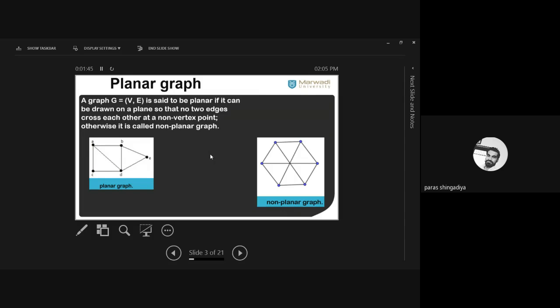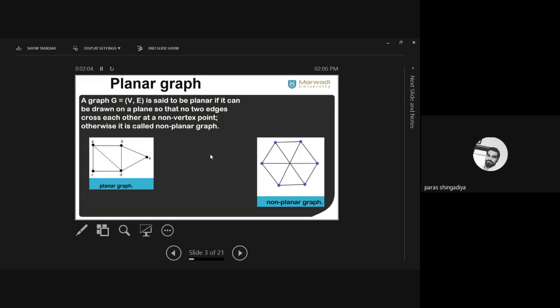Means you have to draw it. You have to redraw it. If it is given, then you have to redraw it to draw this graph without crossover of the edges. If it can be drawn on a plane without intersecting two edges at a non-vertex place, then it is called a planar graph.